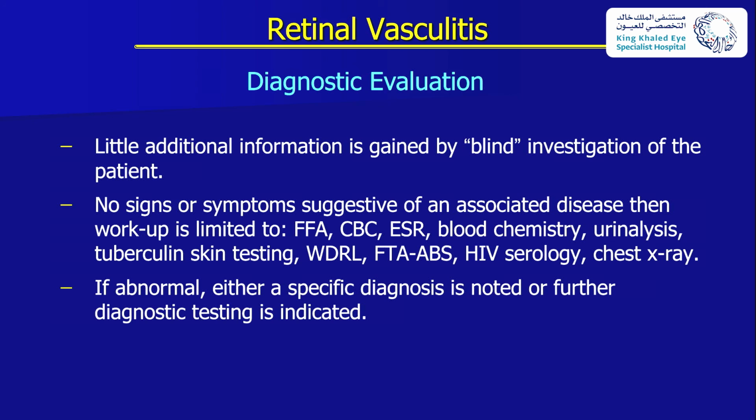If there are no signs or symptoms suggestive of an associated disease, then the workup should be limited. This is the basic workup for all patients: fluorescein angiography, CBC, ESR, blood chemistry, urine analysis, tuberculosis skin test, syphilis serology, and chest X-ray. This is the minimum workup that you need, but you might ask for a specific workup if you suspect a specific disease.